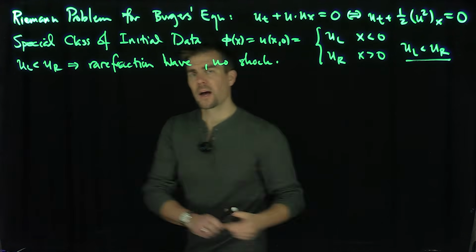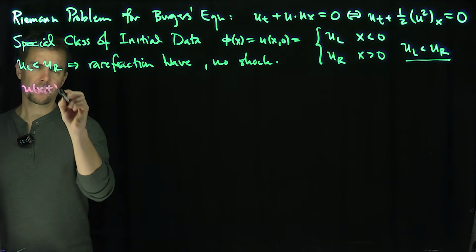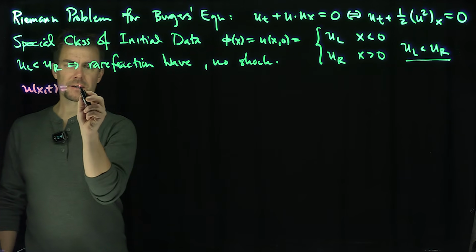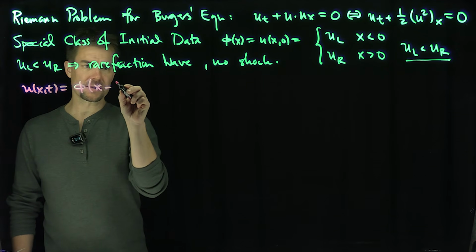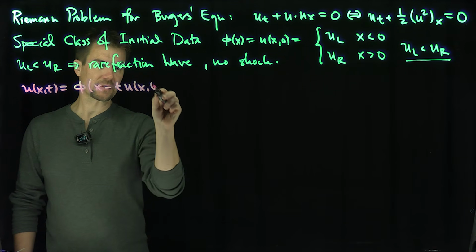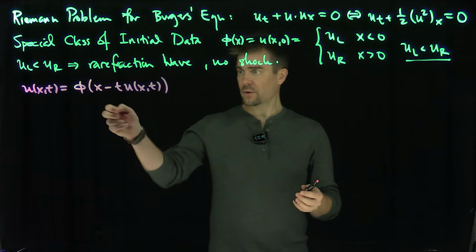Okay, let's see, why is that the case? Well, it's easy to see. I know that the solution to Burgers, u of x and t, implicitly is phi of x minus t u of x and t. In other words, u is constant along these straight line trajectories.